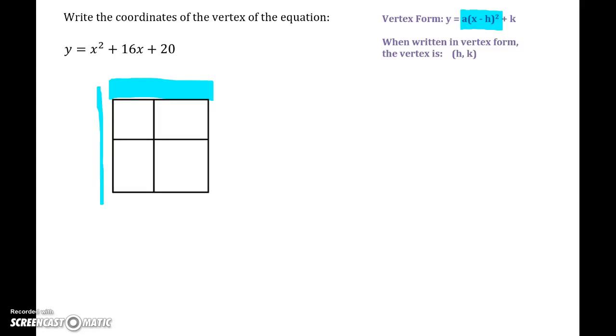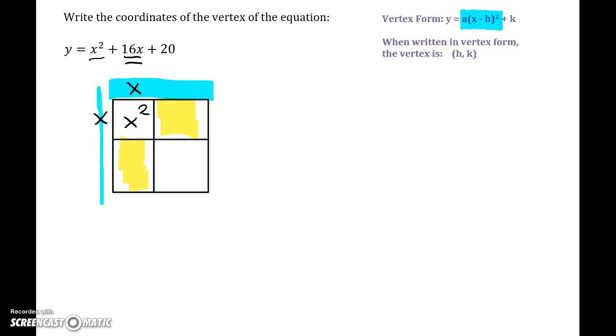So what we need to do is to start filling in the pieces that we know. We know that the x squared is going to go in this box here, and the way that we make an x squared is by multiplying x times x. Now the next thing is we need to take our 16x and split it equally into the two boxes that you see here and here, because again, it needs to be a perfect square.